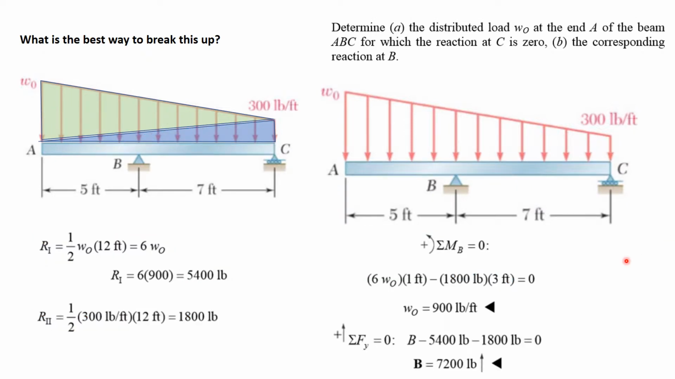So here's the rest of it. Here's R1, here's R2, we add R1 and R2 together. There's our reaction at B, and here's what that distributed load would be. It would be 900 pounds per foot on this side and only 300 pounds per foot on that side. So for these distributed load problems, just look at the units. It's some kind of force over some kind of length.